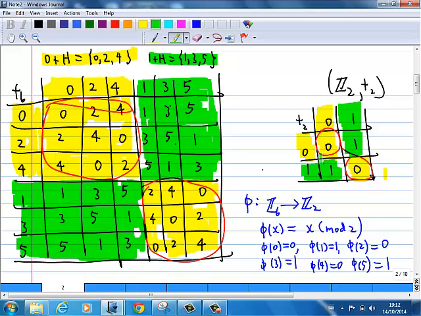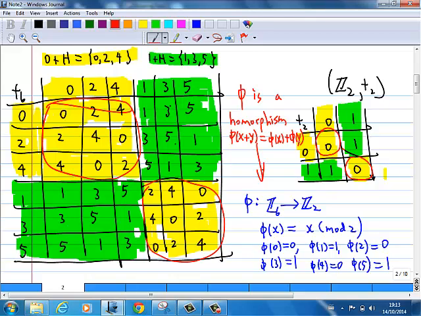So when this happens, what does it mean? It means that this mapping here is a homomorphism. Okay? Remember the meaning of homomorphism? If a group is under addition, image of x plus y will be image of x plus image of y. This is a property of homomorphism.